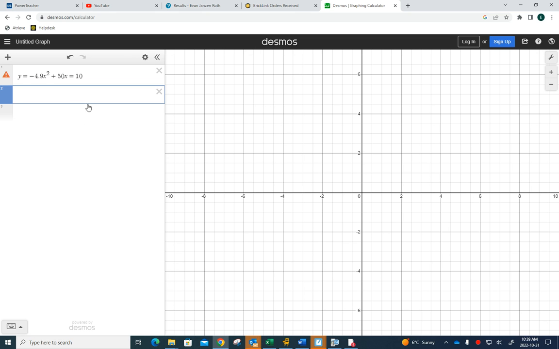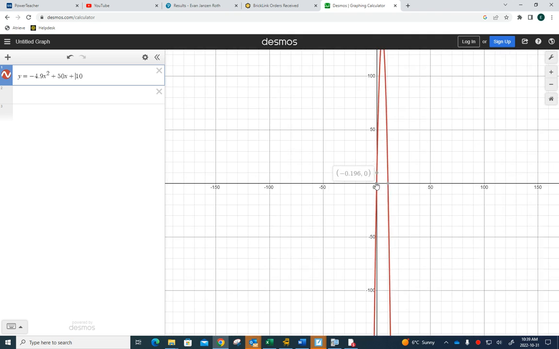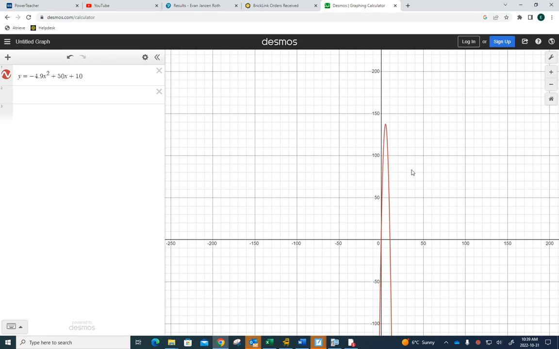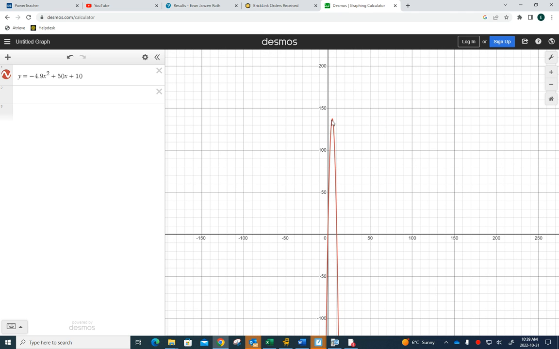We notice that nothing happened because I wrote the equal sign again. Plus 10. We might have to scroll out a little bit to get an idea of what this looks like. But we get our parabola. And what's nice about that parabola is you can click on it in different places, and it was really easy to click on the top point and find out that the maximum is around 137.55.